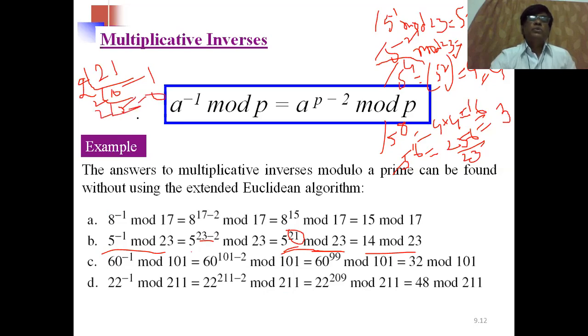2 2s are 4, remainder is 1. Then 2 1s, remainder is 0. So the binary equivalent of 21 is 1 0 1 0 1.